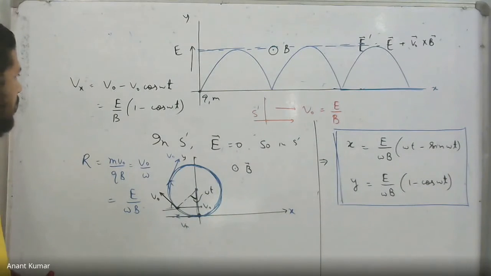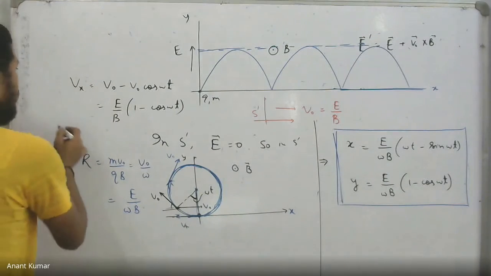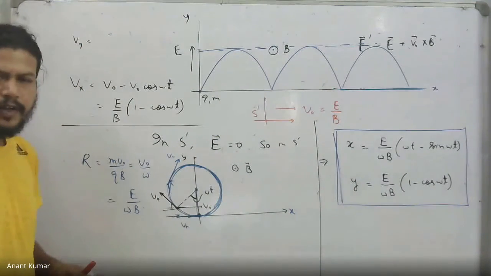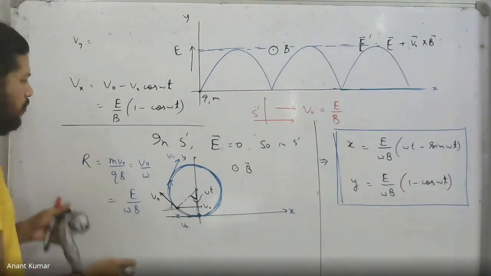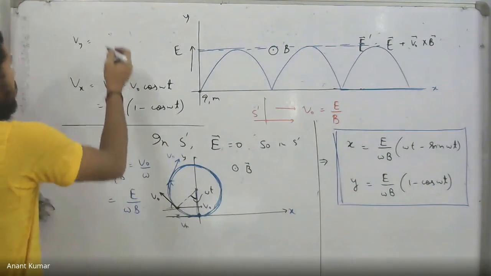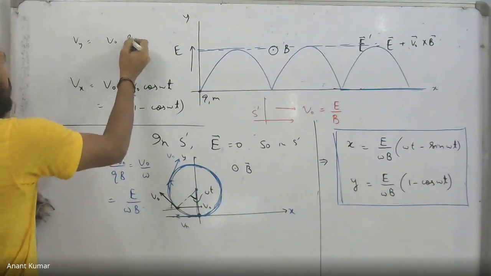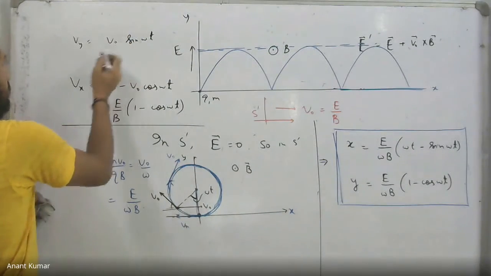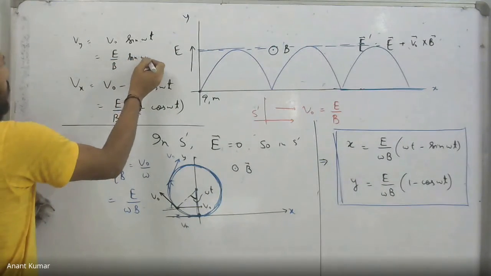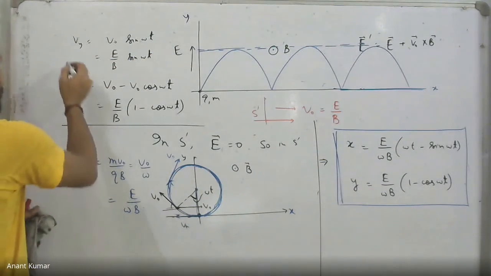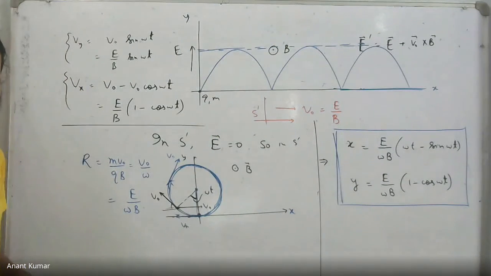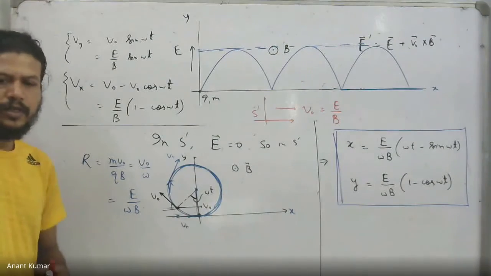In similar fashion, if I want vy, that I can also obtain, because vy will obviously be unaffected by the center of mass motion. So vy is going to be simply the component v naught in this direction, which is v naught into sine omega t. So that is to say, we get E by B into sine omega t. These are, we have got vx and vy from this circular motion or this cycloidal motion.